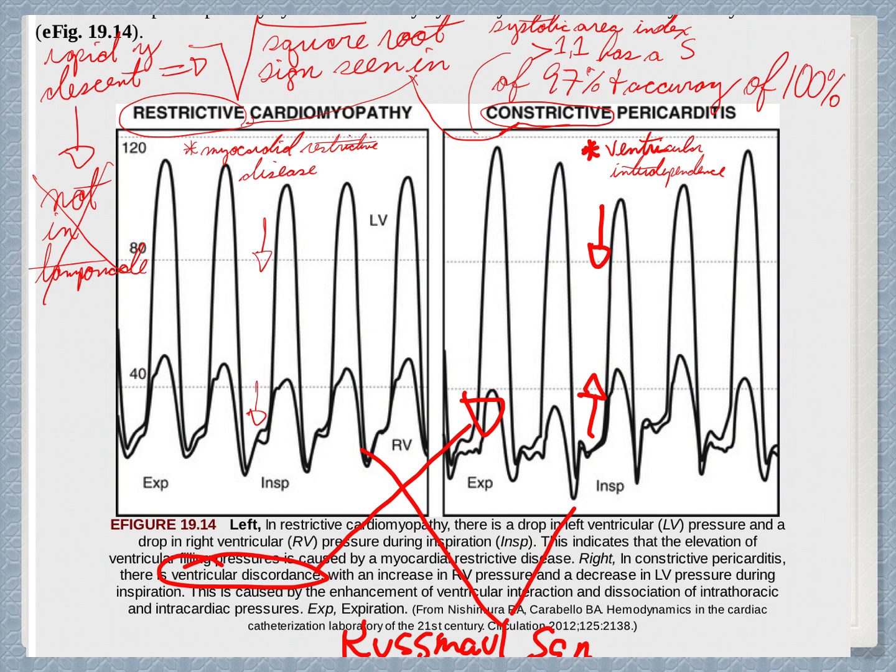Why? Because with restrictive myocardial disease, during inspiration there is a fall in the ventricular pressure tracing for the left ventricle and the right ventricle. While in constrictive pericarditis, due to the high interdependence which is manifested and aggravated here, you can see a decrease in the left ventricular pressure tracing and an increase in the right ventricular pressure tracing during inspiration.